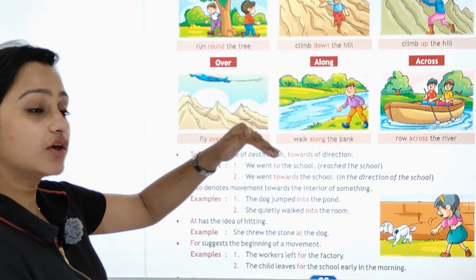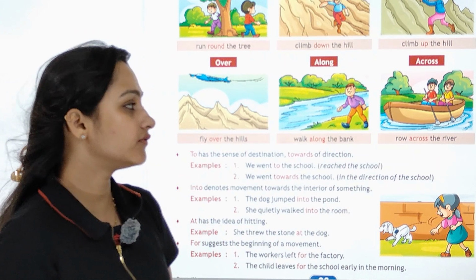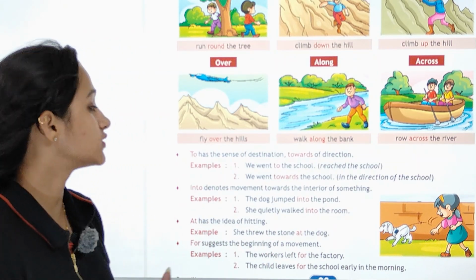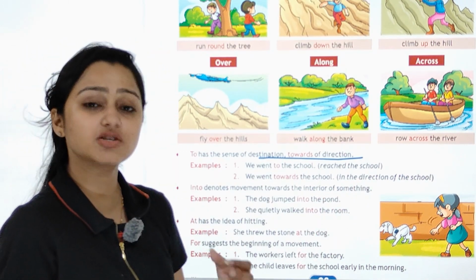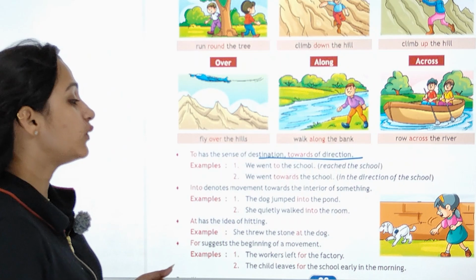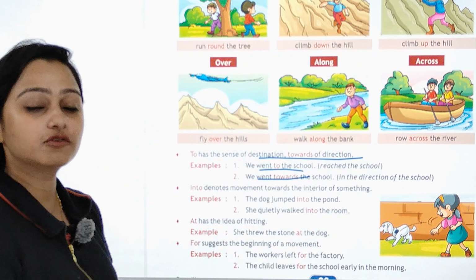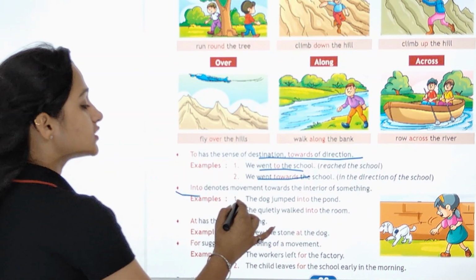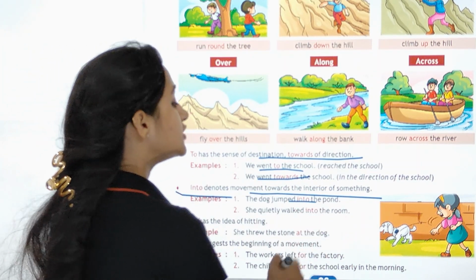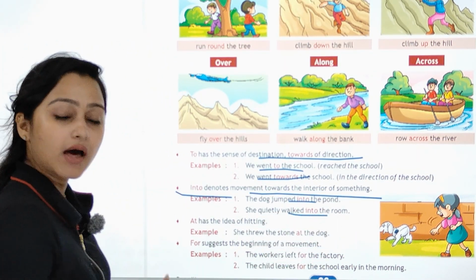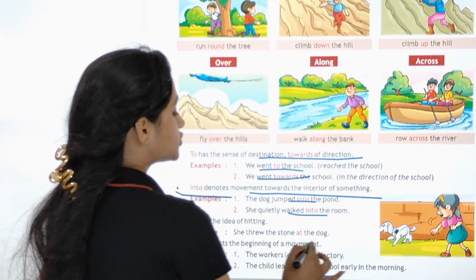fly over the hills, hills के ऊपर, walk along the bank, bank के साथ साथ, row across the rivers, across मतलब rivers को across. Now to has the sense of destination, towards of direction, to का क्या sense होता है, destination मतलब किसकी तरफ, direction की तरफ, like we went to the school, reach the school मतलब school तक, we went towards the school, in the direction of the school मतलब school की तरफ. Into the north, went towards interior of something मतलब interior में, अंदर, the dog jumped into the pool, she quietly walked into the room, अंदर एकदम. At has the idea of hitting, she threw the stone at the dog, जो hit कर रहा है.